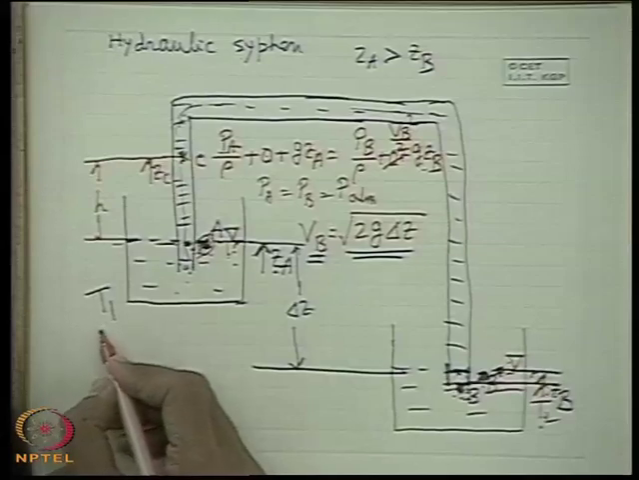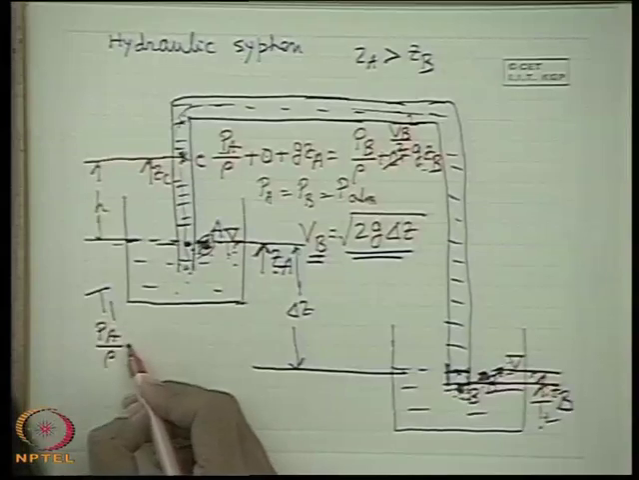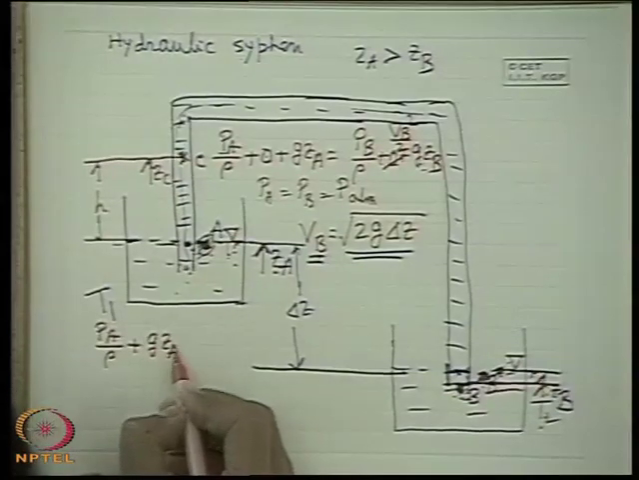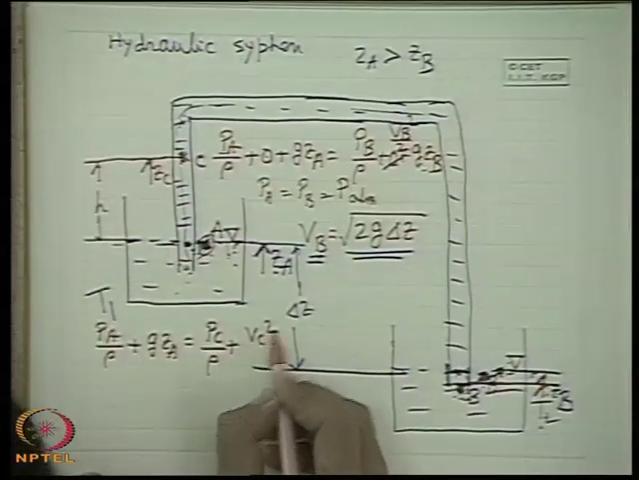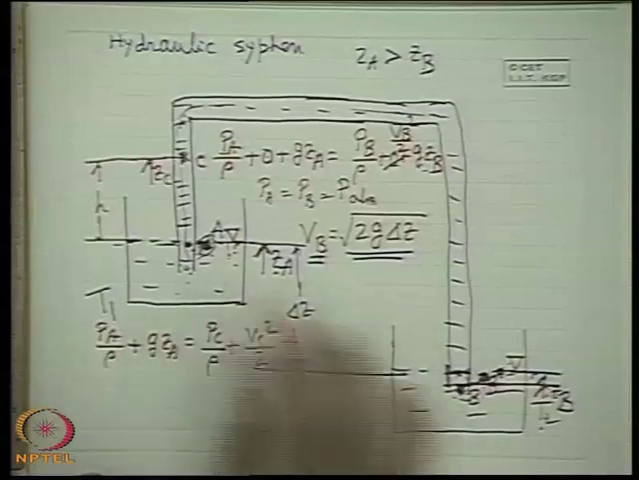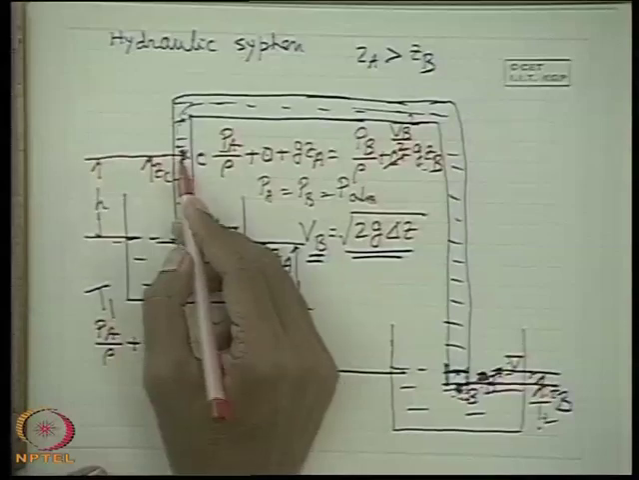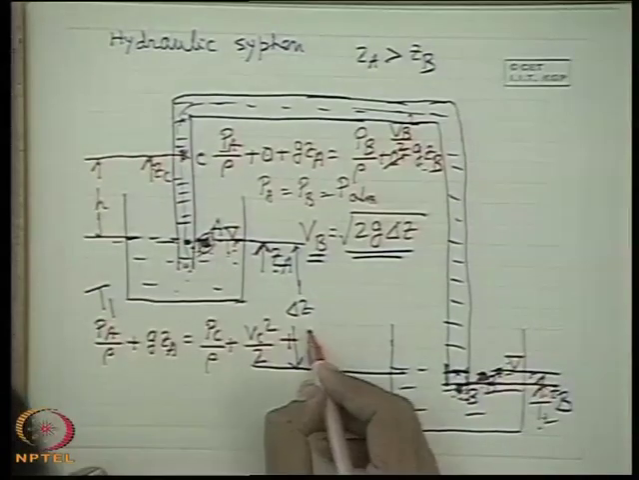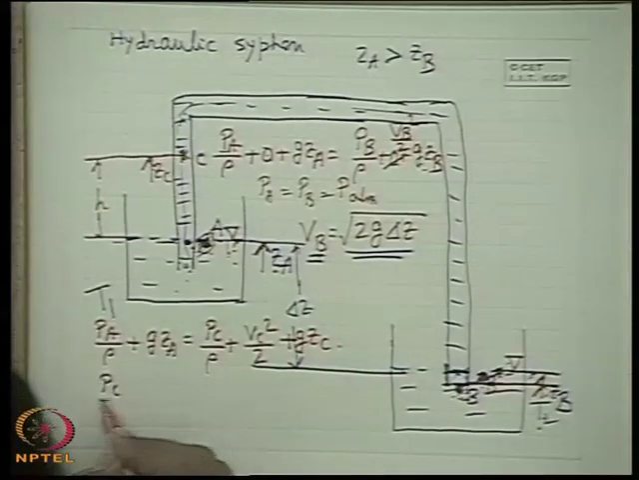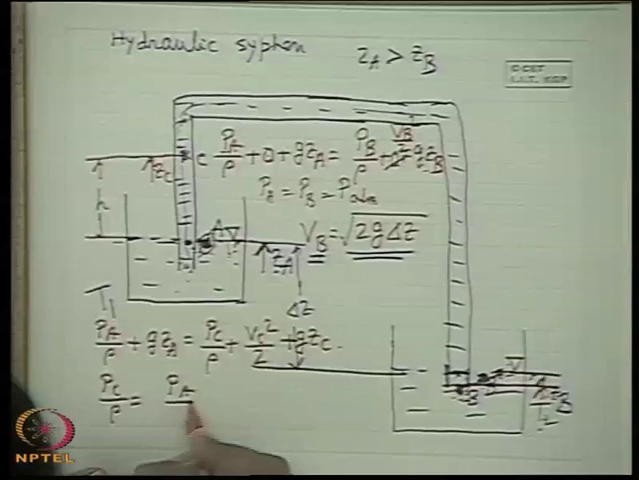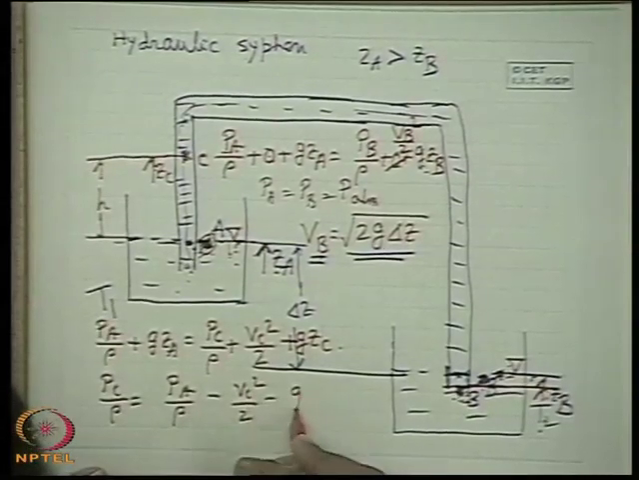Please tell me. We can write that Pa by rho, here the velocity is 0, plus g Za is equal to Pc by rho plus the velocity at the point C, Vc square by 2, plus g Zc. So therefore, Pc by rho is Pa by rho, very simple, minus Vc square by 2 minus g (Zc minus Za).